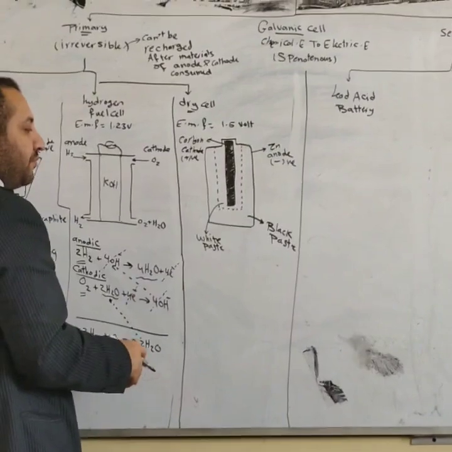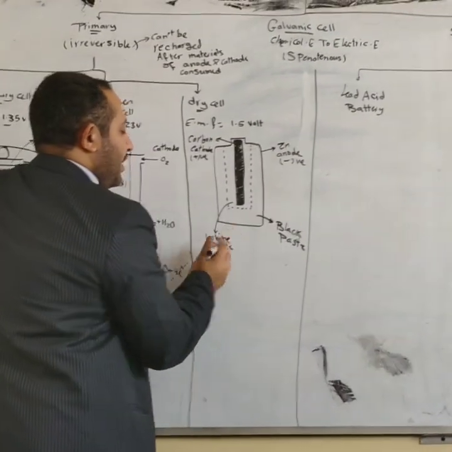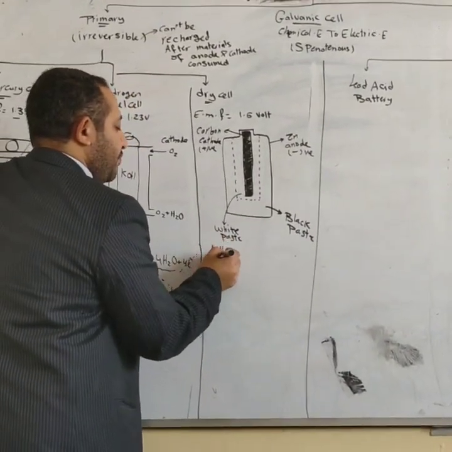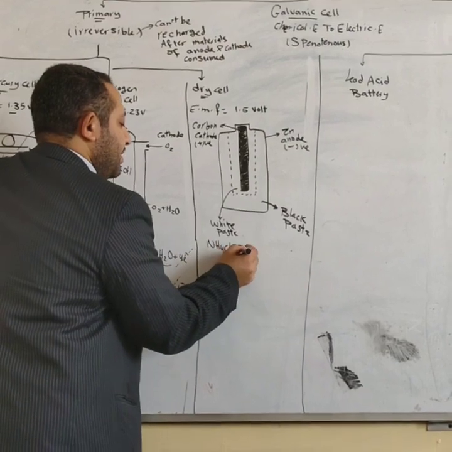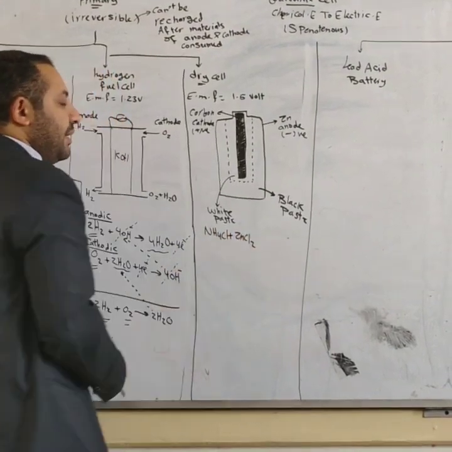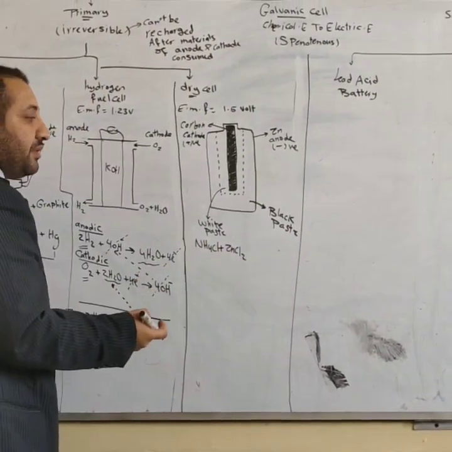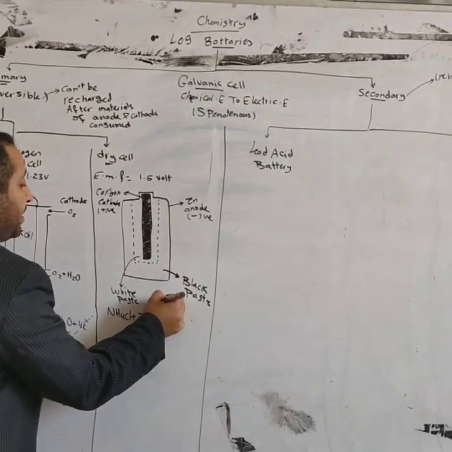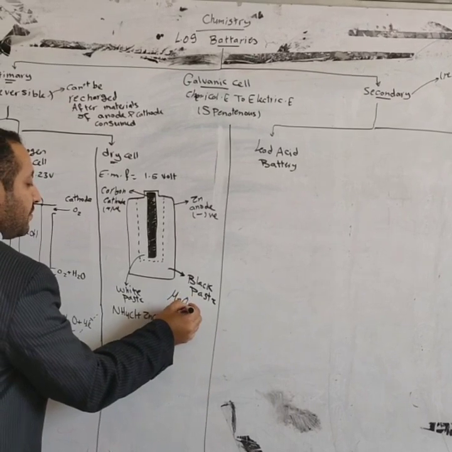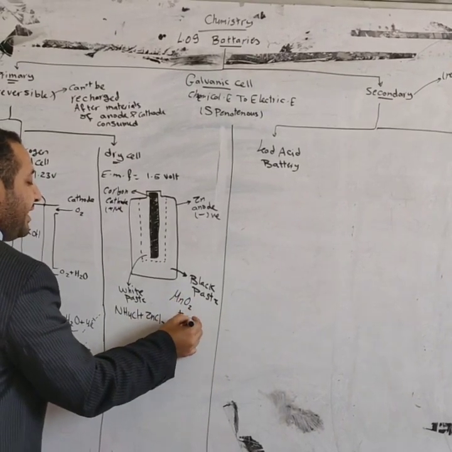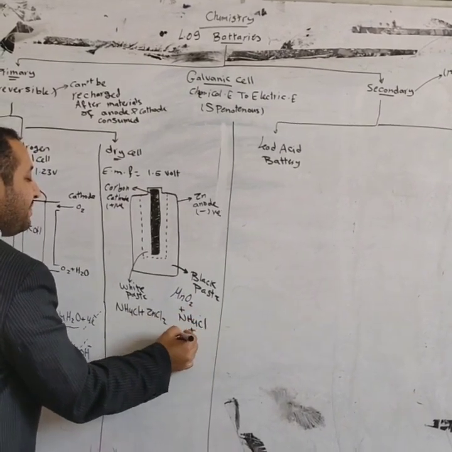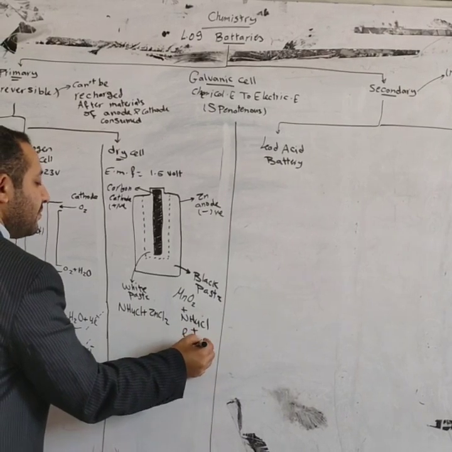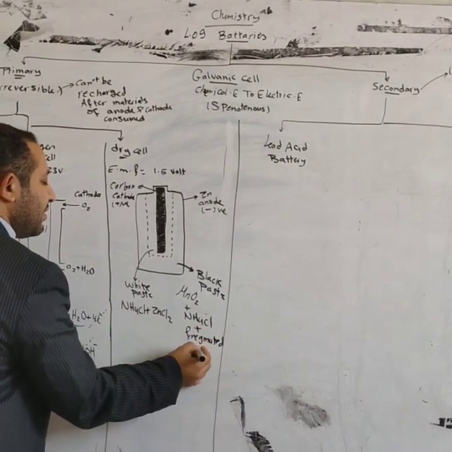What is the structure? We will find the white one consists of NH4Cl plus zinc chloride. And the black one consists of what? The black one consists of manganese dioxide, ammonium chloride ions, and fragmented carbon.